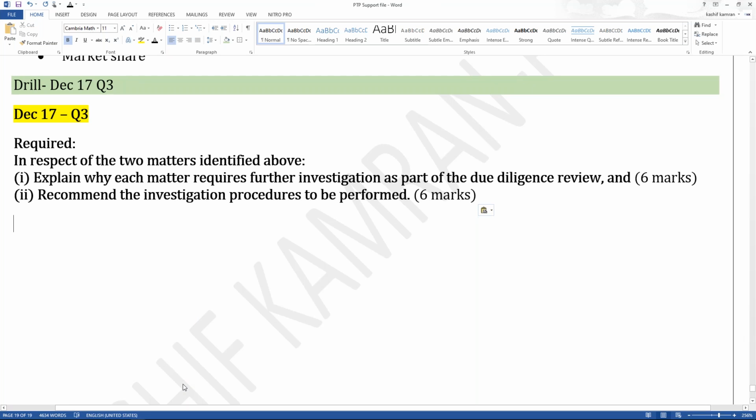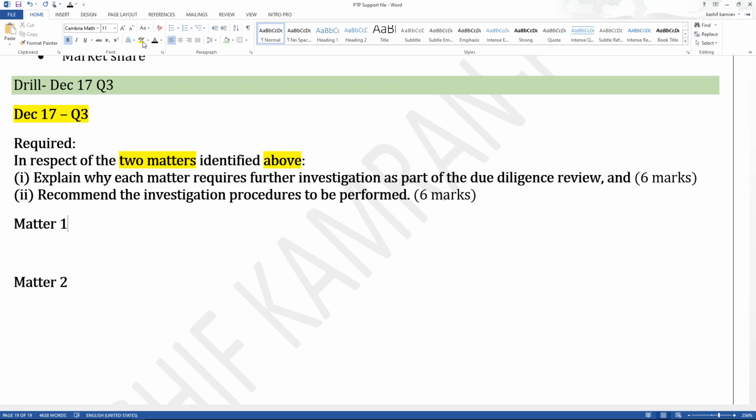let's investigate the requirement. Now the examiner says in respect of the 2 matters above. So how many matters we have in the case study? 2 matters. Have the examiner given us that? Yes, above. Explain why each matter requires further investigation. So we have a matter 1, whatever that is. We have a matter 2.